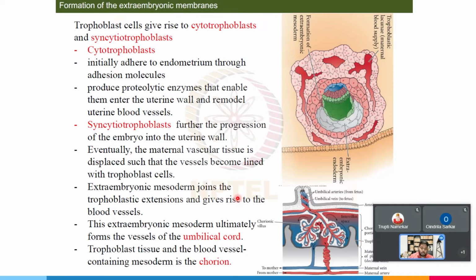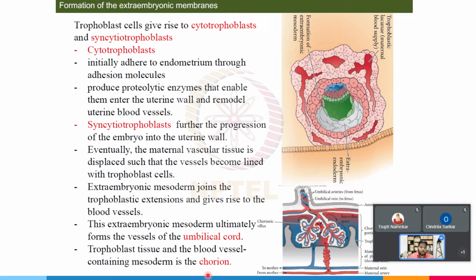So we had already gone through this slide, and the question is based on it. So what is the order of the things that happen? First is the initial adherence to the endometrium through adhesion molecules, that is done by the cytotrophoblasts. Once the adhesion is done, next the syncytiotrophoblast further progress the embryo into the uterine wall, that is the second point. The third is the maternal vascular tissue is displaced by these trophoblast cells. The fourth is the extraembryonic mesoderm giving rise to the blood vessels and the umbilical cord, and the fifth is the exchange of the nutrients and waste products. These are the correct order.